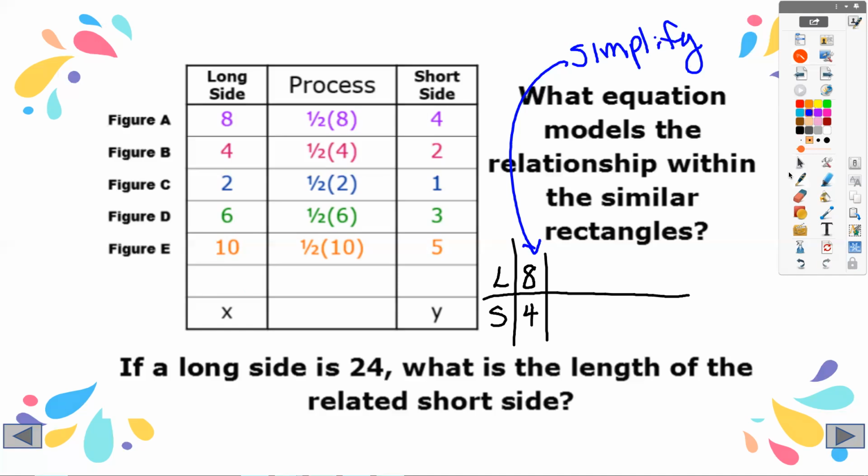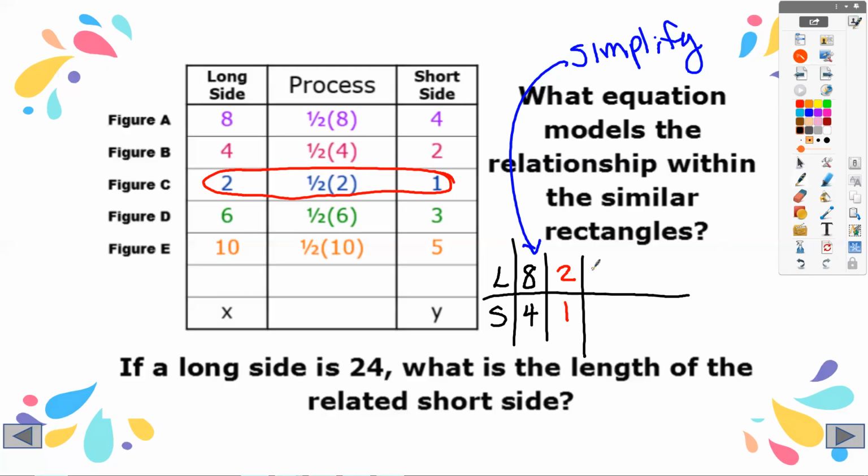Okay, I want to simplify it. So 8 and 4, I can divide them both by 4, and I get 2 and 1, which I also see right here on my table. And remember from a previous unit, that could also be thought of as a unit rate because 1 of something. All right. Now I'm going to do my EFT.